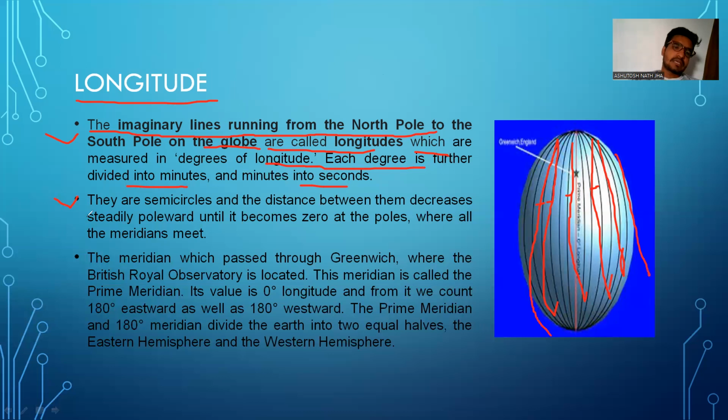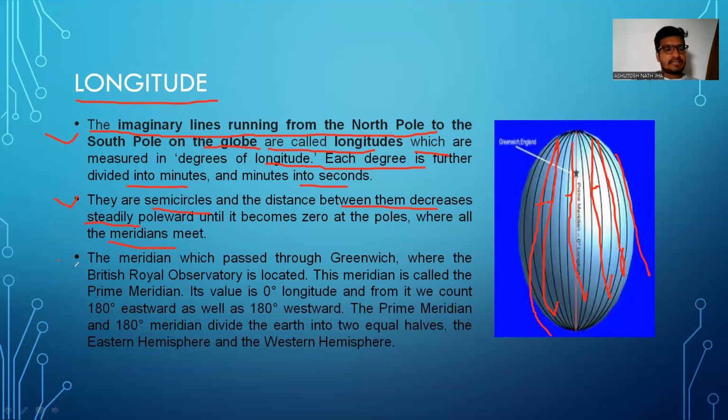And they are also semicircles, and the distance between them decreases, degree by degree, until they become zero at the poles, where all the meridians meet each other.